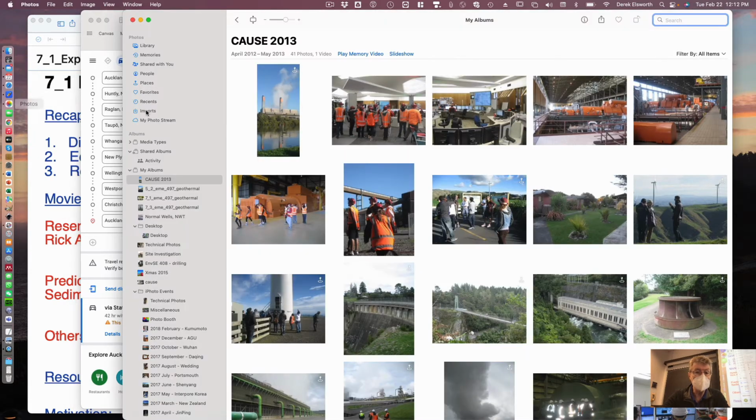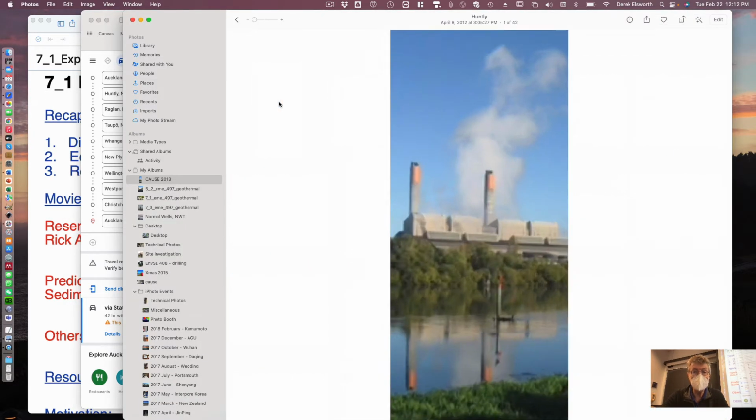Well, it's dangerous to show your personal library of photographs. You never know what you might come across.